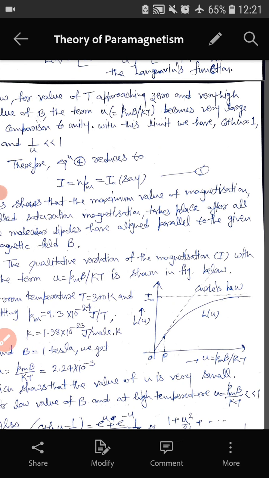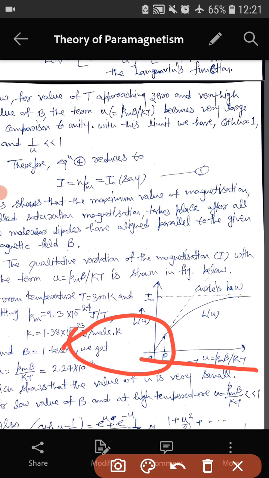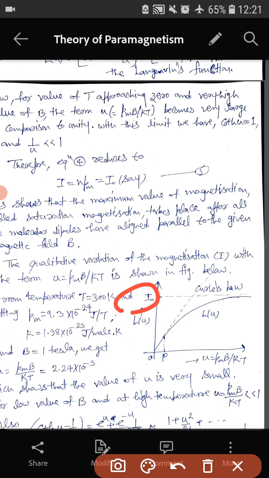Okay, this is the saturation value as you see in this figure. This is the saturation value I0, meaning at very low temperature and very high field B, the magnetization will get saturated. And how does this function behave? When we plot this Langevin function, which is coth u minus 1 by u, this function will vary like this, as you see in this diagram. It goes like this, and this is the maximum limit.